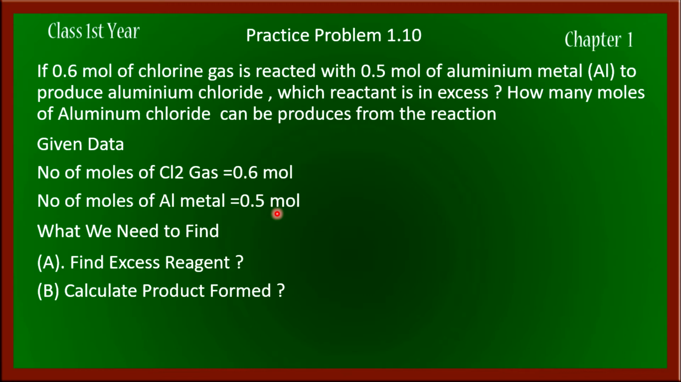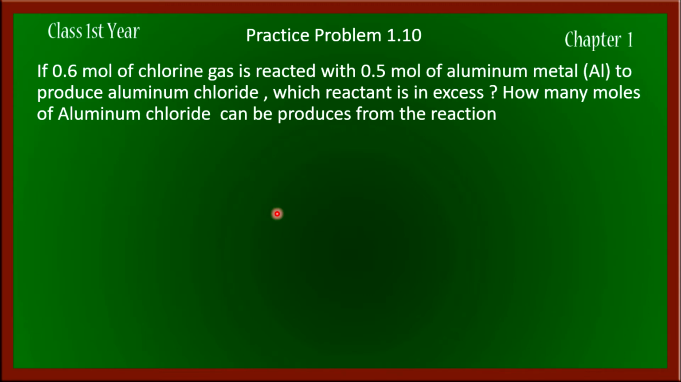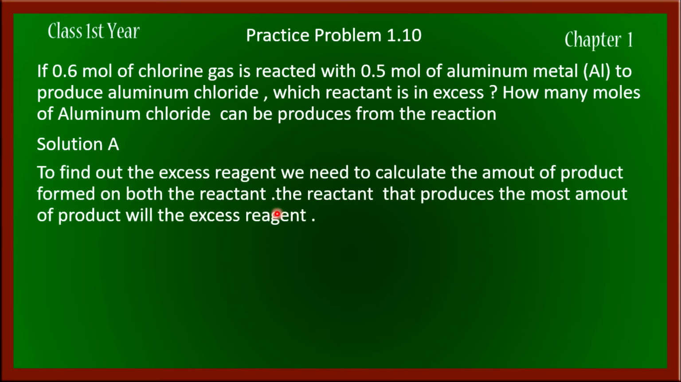the actual product amount. In order to attempt this question, we will first attempt the first part of the question, which is identification of the excess reagent. To find out the excess reagent, we need to calculate the amount of product formed from both the reactants. The reactant that produces the most amount of the product will be the excess reagent.